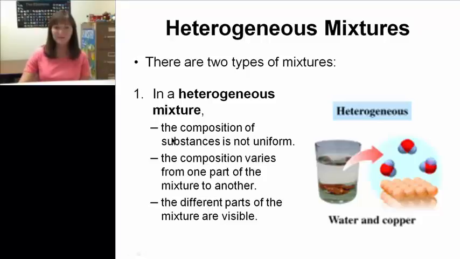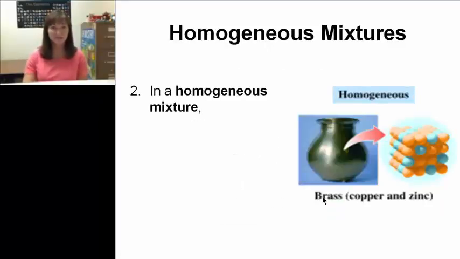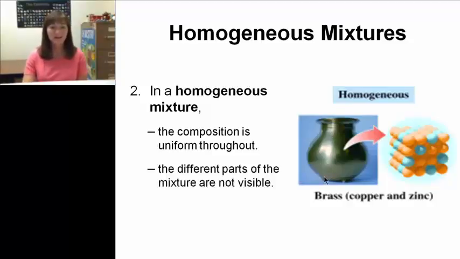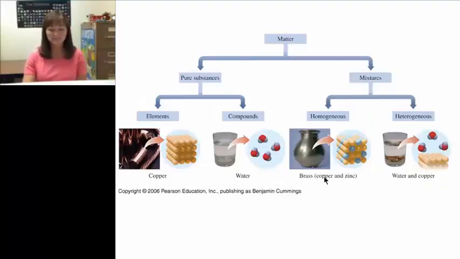A little bit about the prefix. The prefix hetero means different, and the prefix homo means the same. So this would be a heterogeneous mixture because we can see the different parts. Hetero being different. In a homogeneous mixture, the composition is uniform throughout. If we look at this brass pot, we can't see the difference. It looks uniform to the naked eye. The different parts are not visible. So that takes us through identifying mixtures and whether they're homogeneous or heterogeneous mixtures.